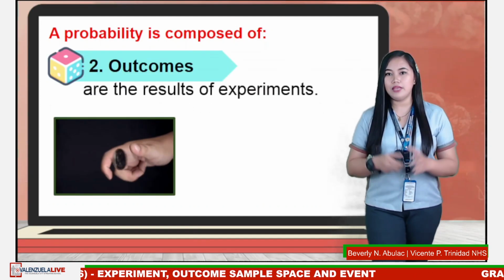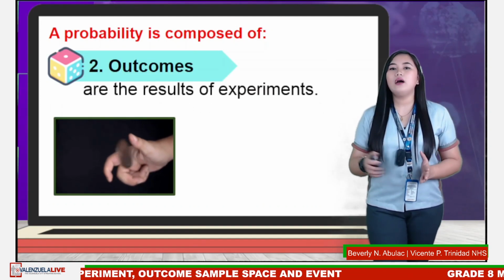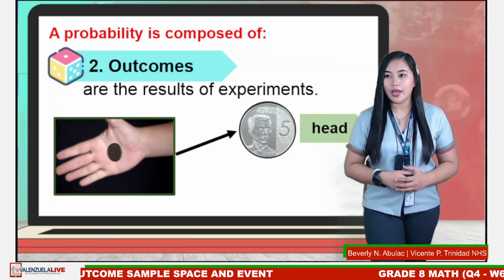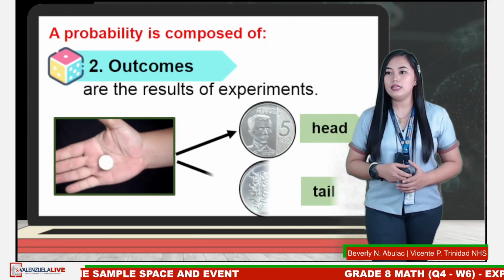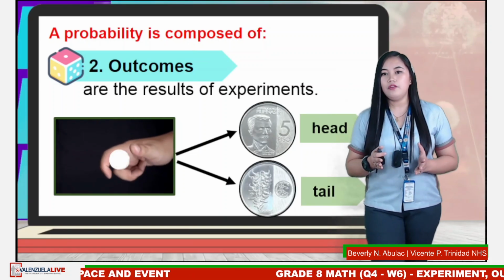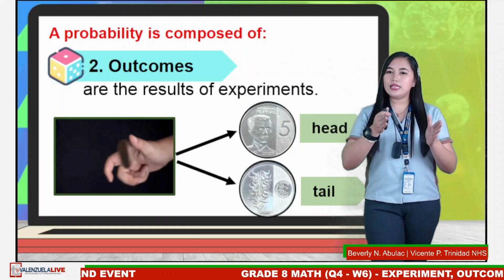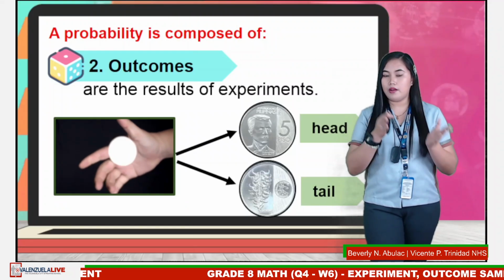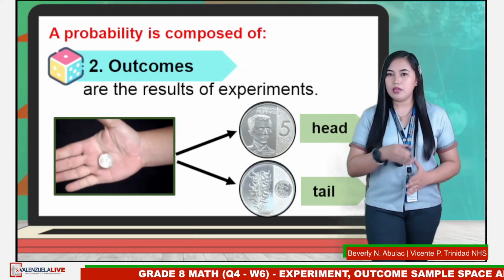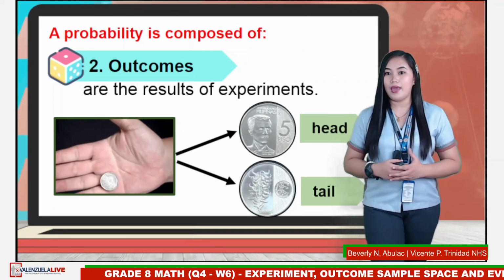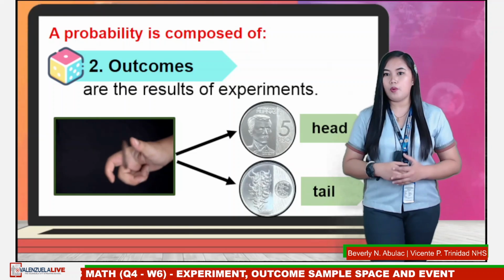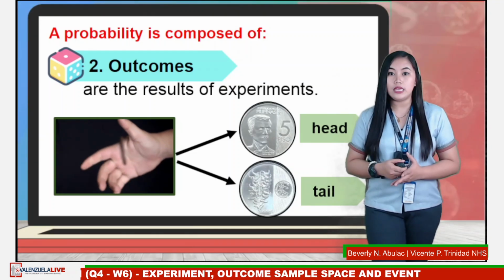The next one, we have the outcomes. Outcomes are the results of experiments. So if you are flipping a coin, head and tail are the possible outcomes. In the previous activity, you classified the given terms as an experiment or outcome. So for instance, spinning a spinner is an example of an experiment where you can have a possible outcome that the spinner points land, for example, on the color red.